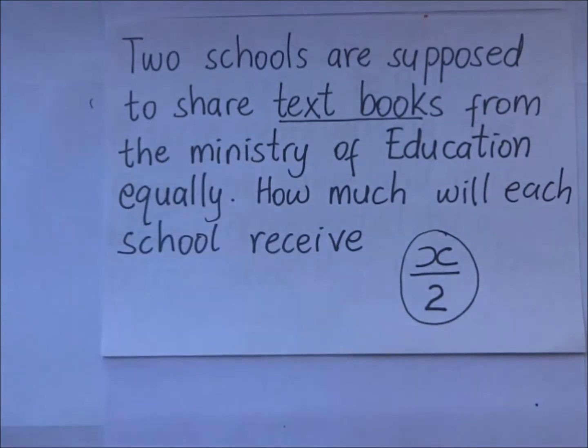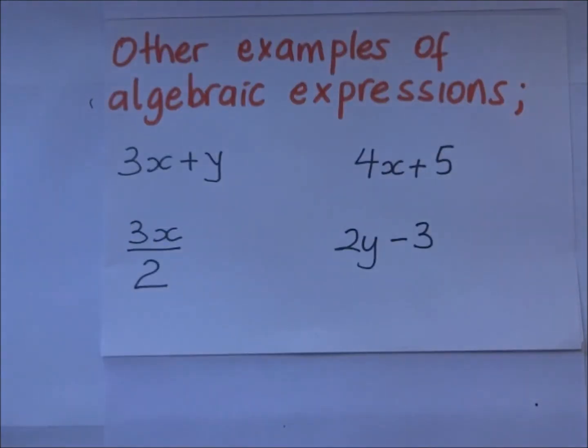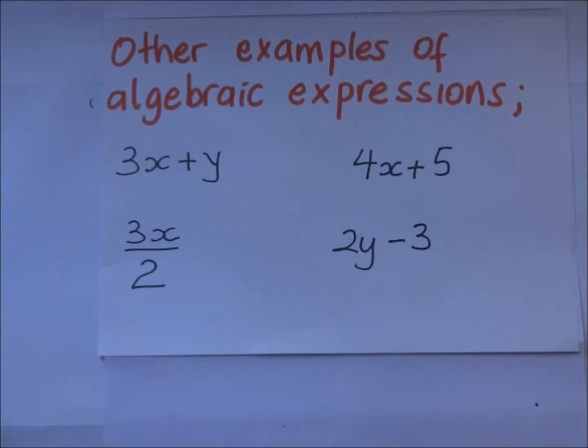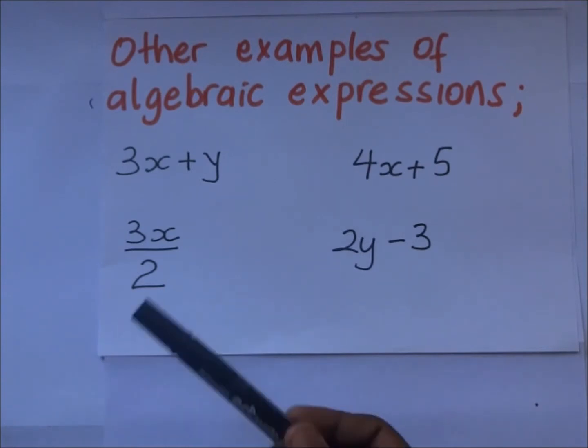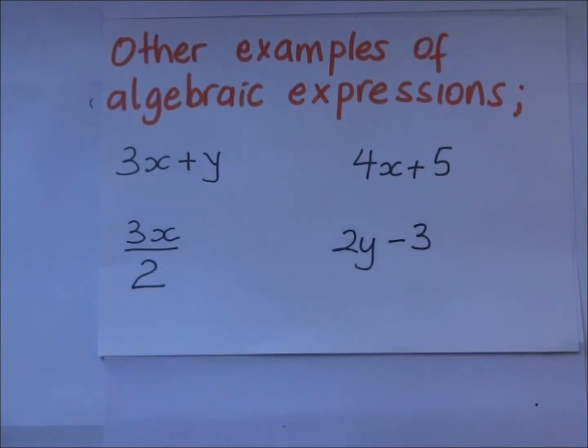There are other forms of algebraic expressions. For example, we have 3x plus y, 3x over 2, 4x plus 5, 2y minus 3. All these are algebraic expressions, as we shall keep seeing. In our upcoming videos, we are going to start looking at how we evaluate some of these algebraic expressions.